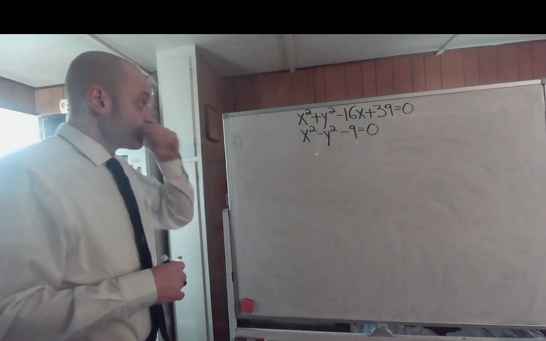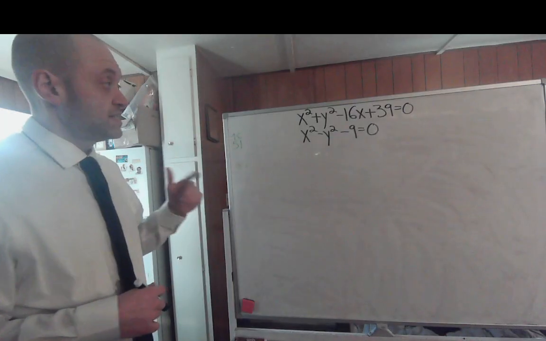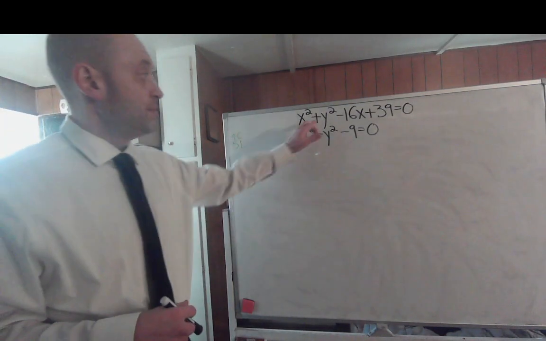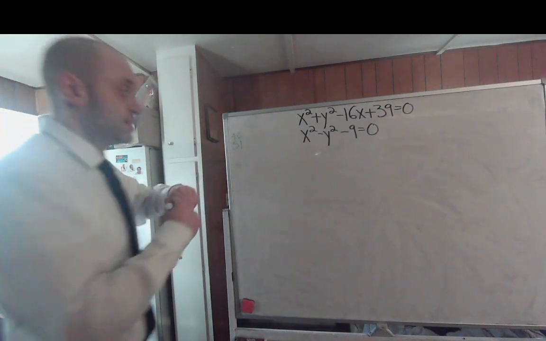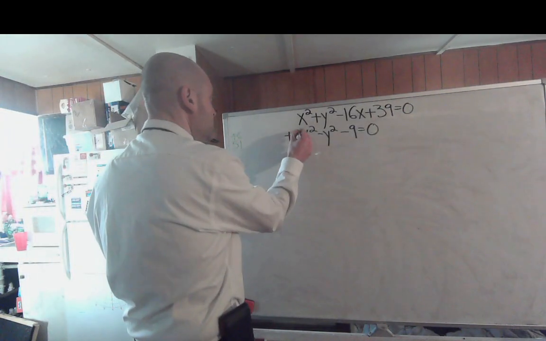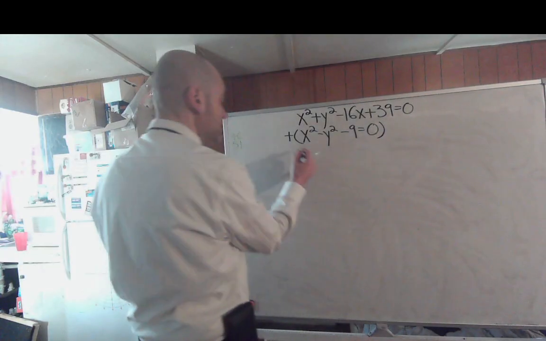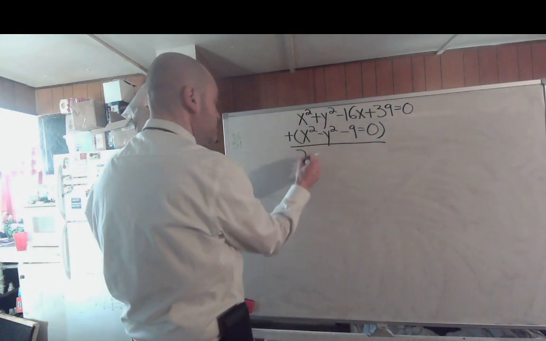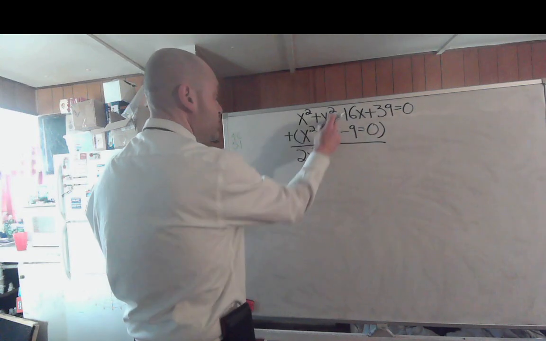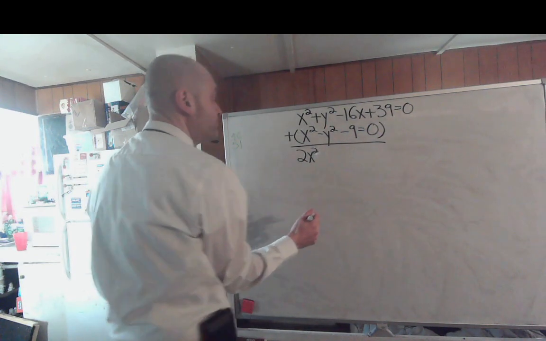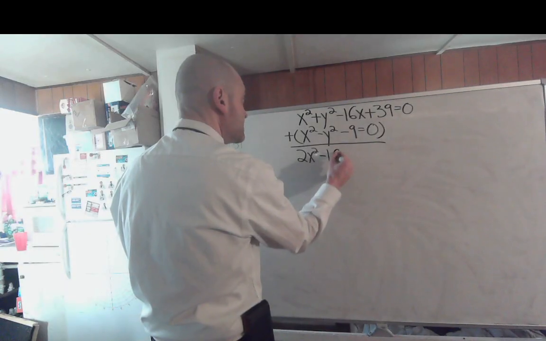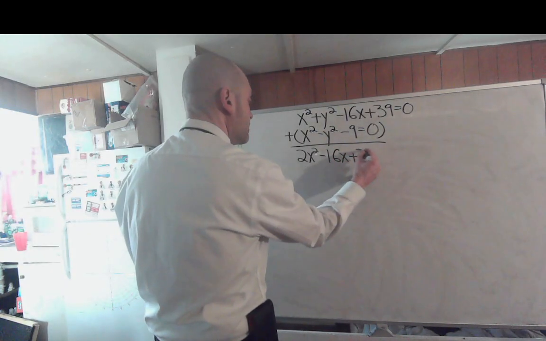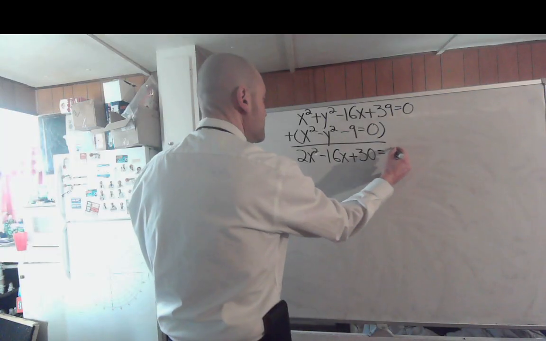So I think if we look at this here, we can eliminate the y squared if we add the two equations together, right? So let's go ahead and do just that. You should end up with 2x squared. The y should cancel out. Then you'll have minus 16x plus 30 equals 0.